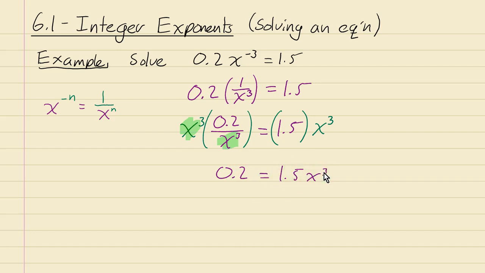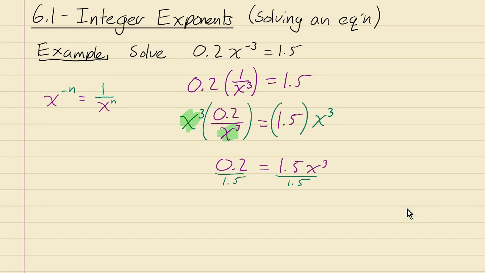Then if we want to get rid of the 1.5, just divide by 1.5 to cancel out that multiplication. And so you end up with 0.2 divided by 1.5 on the left side. You could use a calculator to approximate that, or you could just write it as 2 over 15, just multiplying both sides there by 10 to make the numbers look a little bit better. But that turns out to be a long repeating decimal, so I'll just leave it like that. And that equals x cubed.